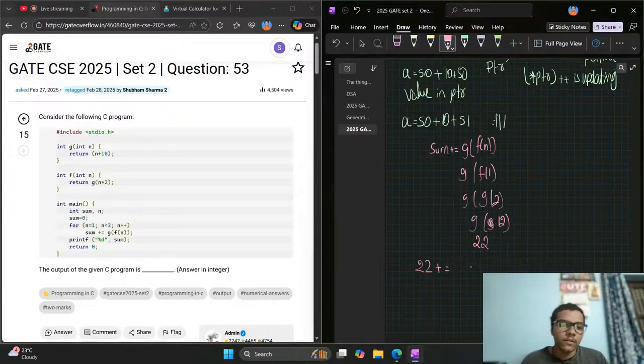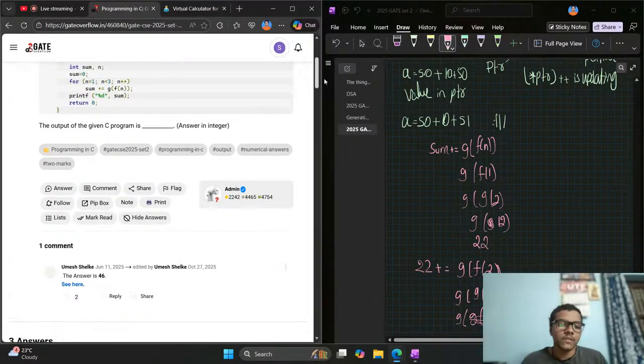22 plus or equal to g of f of 2, right? Yes, 2. So it calls g of 2 times 2, which is 4. It returns g of 4. And what is g of 4 now? 4 plus 10, that is 14. G of 4 returns 14 and g of 14 returns 24. 22 plus 24, that's 46. I don't know if it is anything else other than 46.